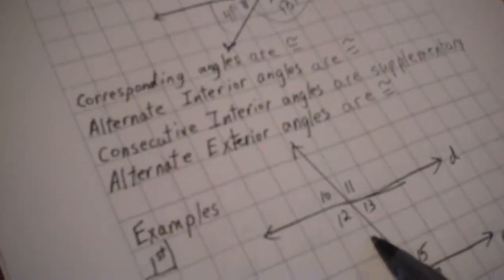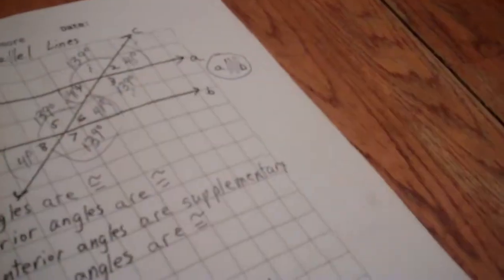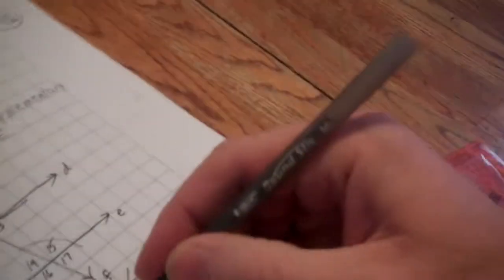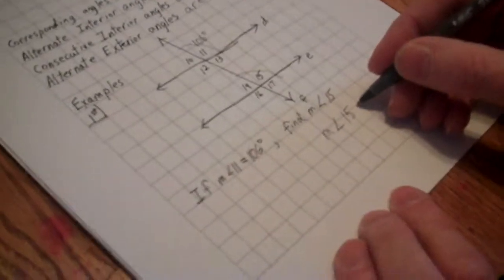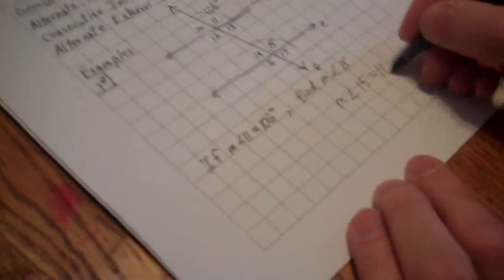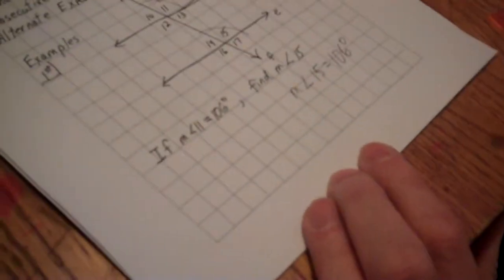No. Okay. Now, let's come down here at this example. The measure of angle 11 is 106 degrees. What is the measure of angle 15? 11 and 15 are corresponding angles. Corresponding angles are congruent, so the measure of angle 15 is equal to the measure of angle 11, and the measure of angle 11 is 106 degrees, so is the measure of angle 15.